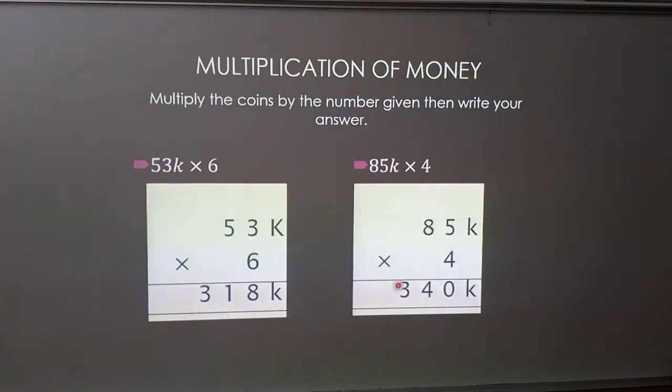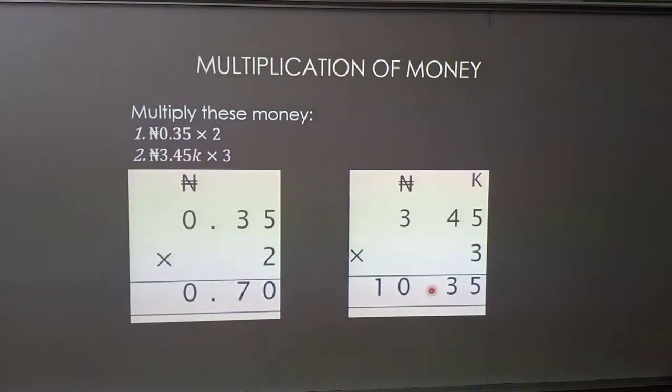Now when we bring down 3, we are going to have 340 kobo as our answer. Okay, here we have multiplied these money. We have 0 naira 35 kobo, which is just read as 35 kobo, times 2, and then we have 3 naira 45 kobo times 3. Okay, again, since this is in naira and kobo, we have to put a decimal point in our working.